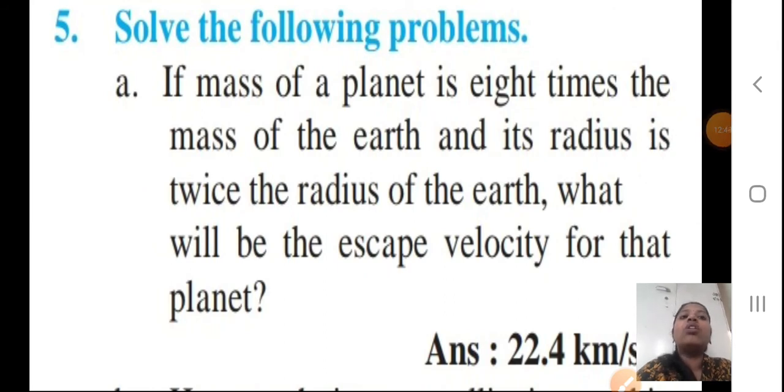Now solve the following problems. The first one we will see: if the mass of a planet is 8 times the mass of the Earth and its radius is twice the radius of the Earth.